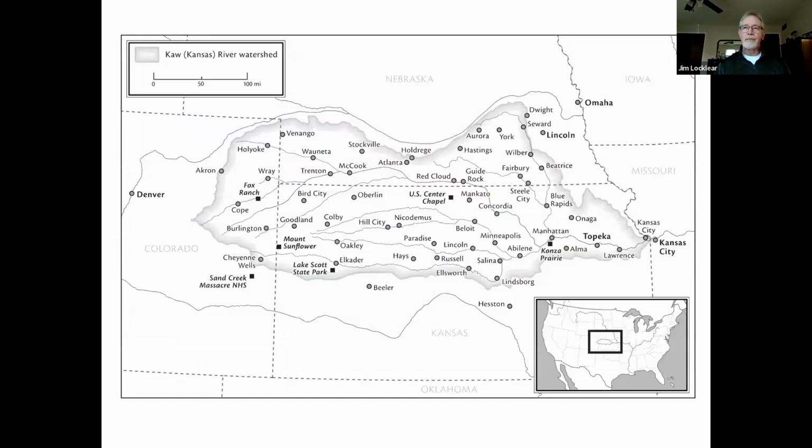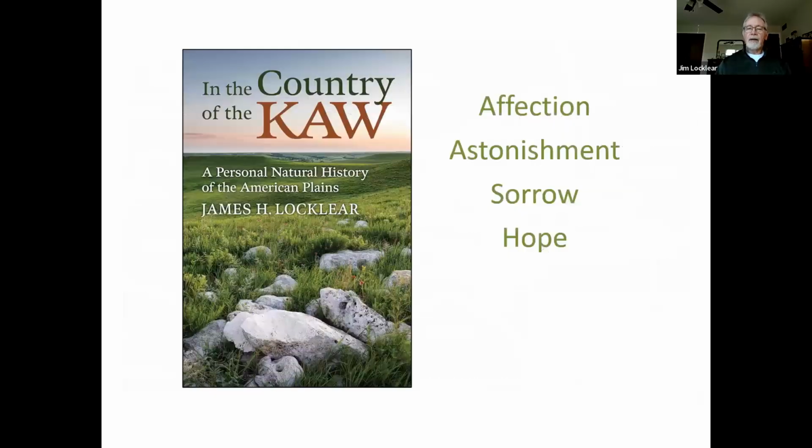So again, just to help get a sense of place, find our way a bit, here are some of the major cities and towns located within the watershed of the Kaw. And these are ones that are mentioned in the book, but you can see in eastern Colorado where Denver is, and Akron's right on the cusp of the watershed, and Holyoke and Ray, Fox Ranch, Cope, Burlington, Cheyenne Wells, and some of these others. So it gives you a feel for some of the communities that are within the watershed.